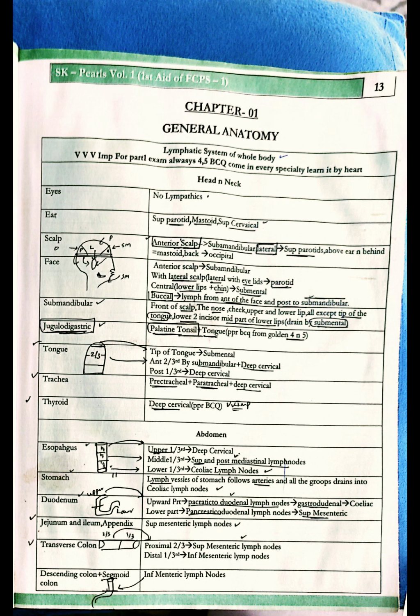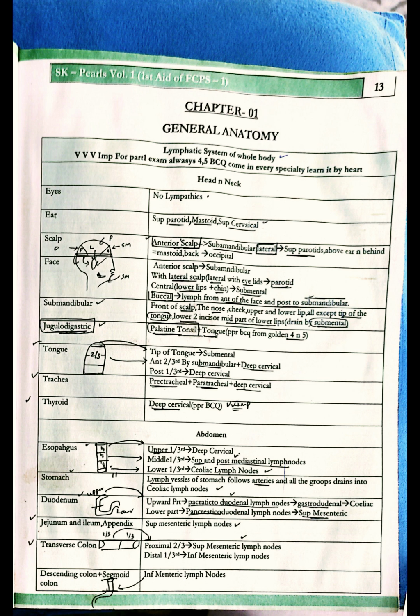Next, the ear. The external ear drains into the superficial parotid, mastoid, and superficial cervical lymph nodes. Think of infections like otitis externa. These nodes might swell up. Memorize this trio: parotid, mastoid, cervical.